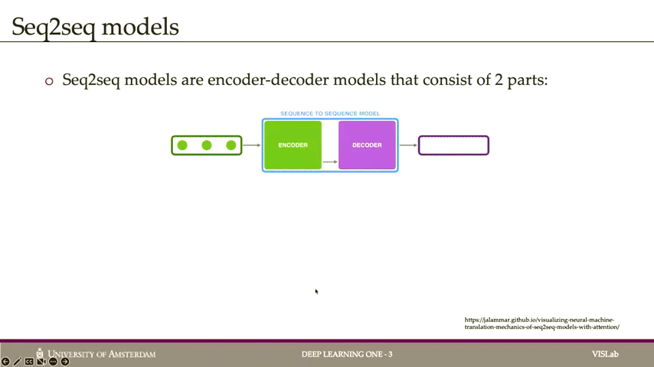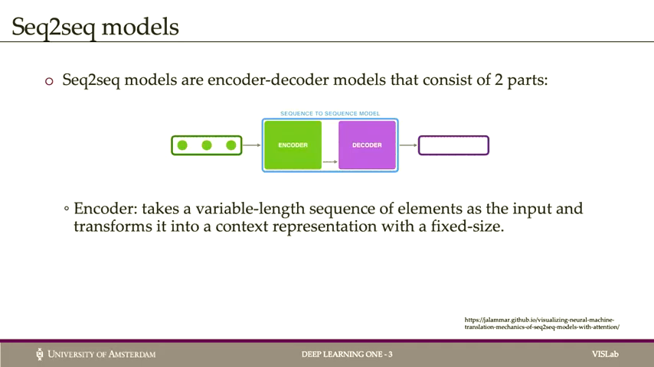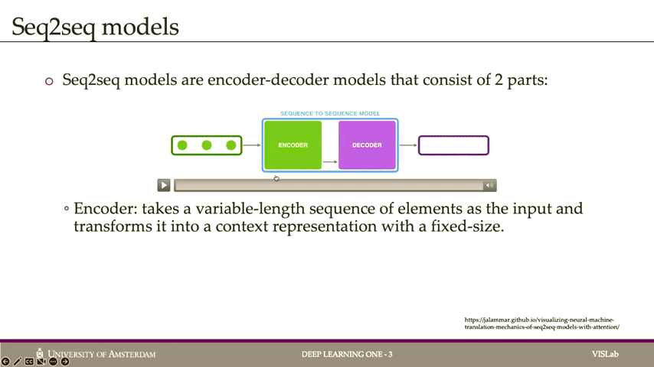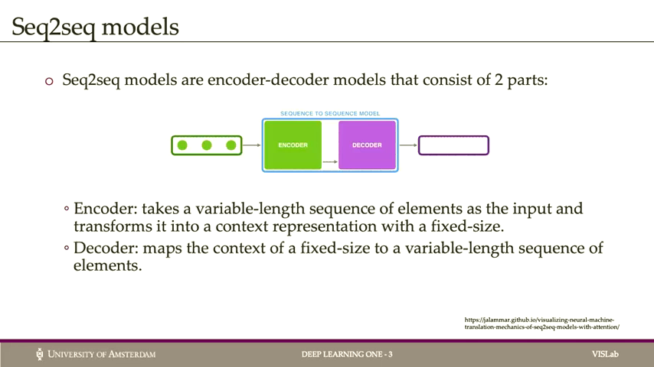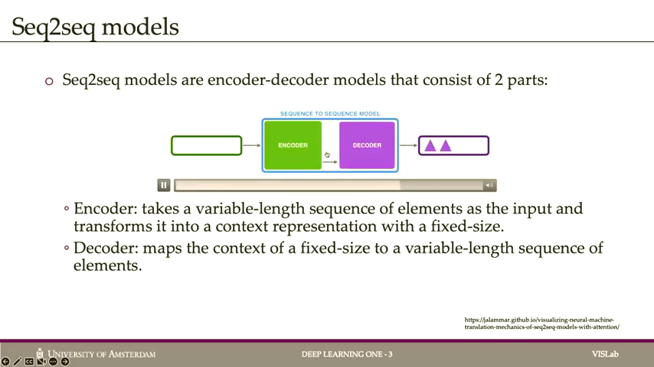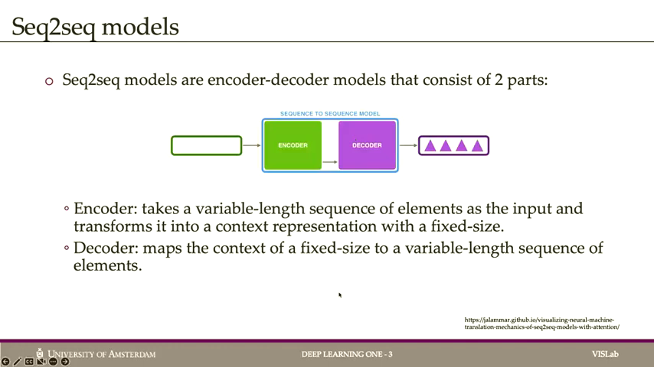Okay, so sequence-to-sequence models are basically encoder-decoder architectures, which consist of two parts. The encoder takes a variable length sequence of elements, in this case it can be anything, as input, and transforms this sequence into a context representation with a fixed size. Then the decoder takes this context representation and transforms it into a variable sequence of elements. So basically it maps one sequence of elements to another through this fixed context representation. We can also see how that looks with this animation. We have the context vector produced by the encoder, which is used as input in the decoder to produce the output of this model.